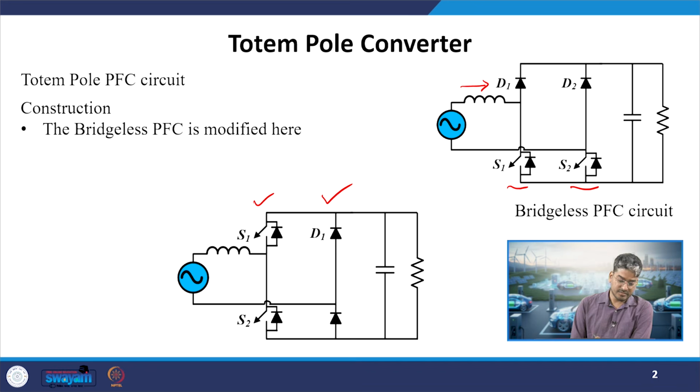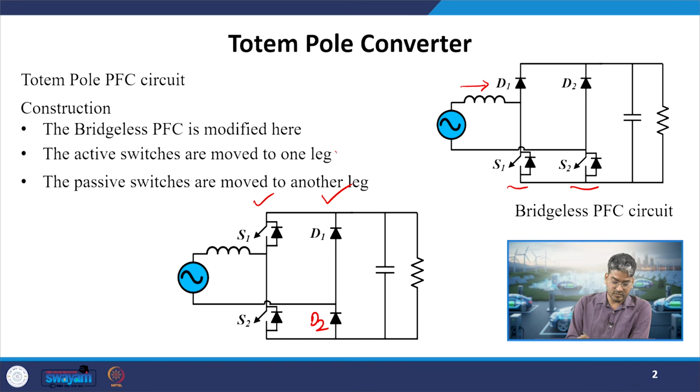In this we have seen the operating modes. So what is the advantage of this one? The main advantage is that one of the legs, that is the diode leg, will be operated at line frequency, and the leg which contains the switches will be operated at high frequency. The switches are moved to one leg and the diodes are moved to the other leg, which will be operated at line frequency, whereas in our bridgeless PFC it was operated at switching frequency.